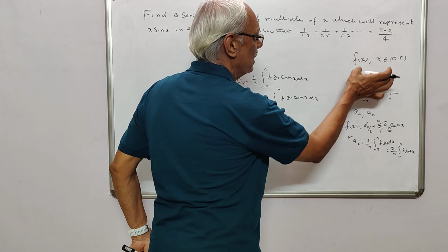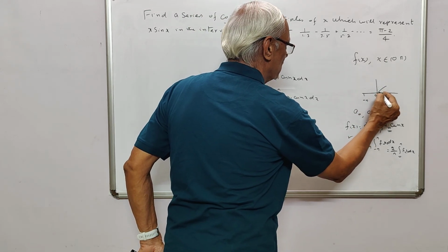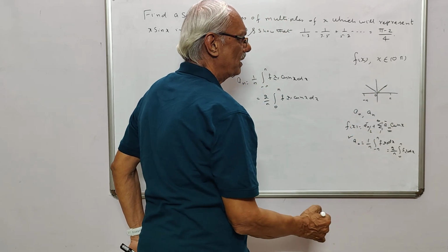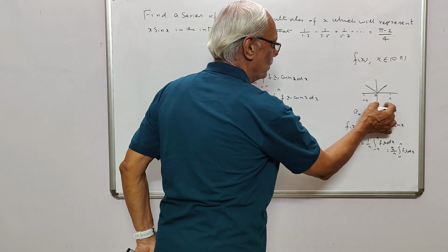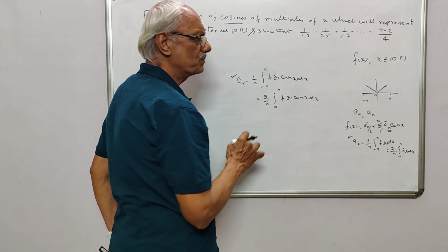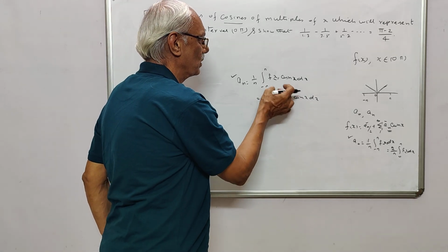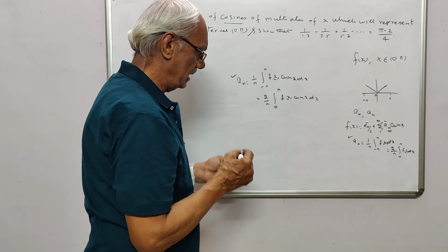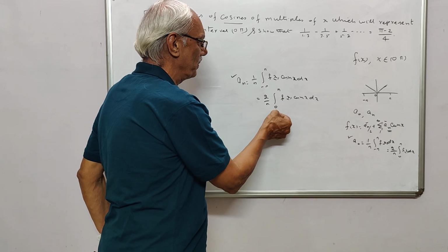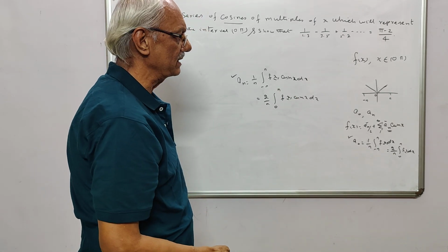So what is it that we do? If f of x is defined somewhere here, and you extend it, suppose it is a line like this, you extend it to minus pi to 0 like this, and then integrate it over minus pi to plus pi, and use the idea that it is an even function, and you take it as 2 by pi times the integral of 0 to pi f of x cos nx dx.